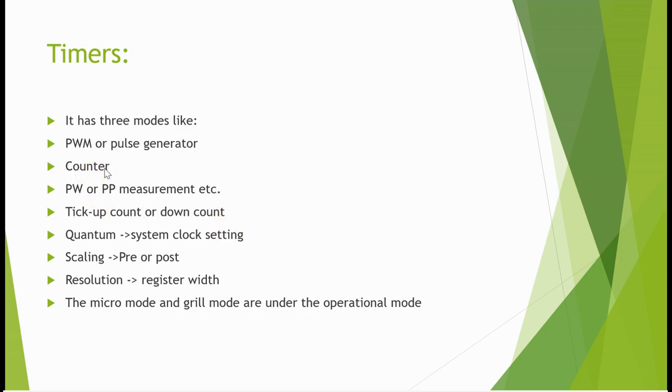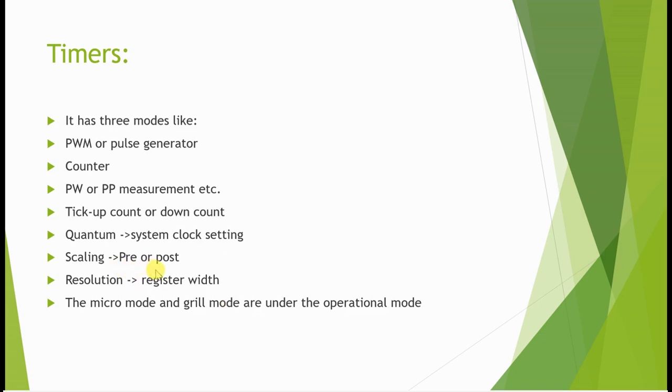Next, counters count external events. It is useful in digital clocks or event monitoring systems. Pulse width and pulse period measure the width or period of input signals. Next, count up or countdown, where the timer can increment or decrement based on a clock pulse. It is useful for setting time delays or generating timeouts.